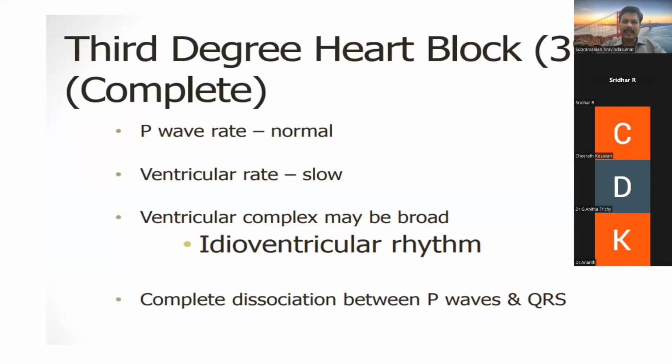So complete third degree AV block: the P wave rate is normal, 70, 80, 90 like that. The ventricular rate is very, very slow, 30, 40. The P wave is not followed by a QRS complex; the atrium and ventricle are not associated. We have a complete dissociation of the P wave and the QRS complex.